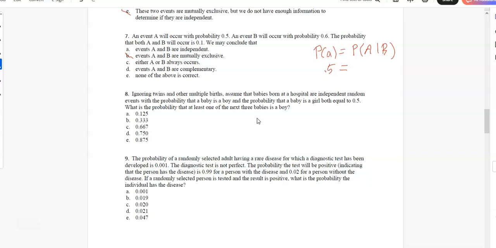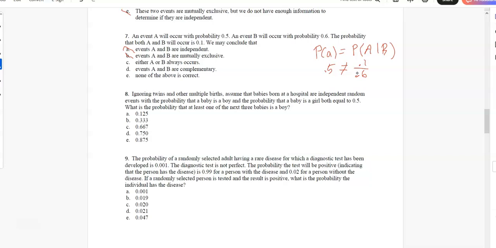And given that B has happened, so I guess 0.6 is the denominator. That's the given: given B has happened, which is probably that A happened. So out of those 0.6, how much of that is overlap, or both? In other words, 0.1. So 0.1 divided by 0.6 is 1/6, which is not 0.5, so that is not equal, so they are not independent.